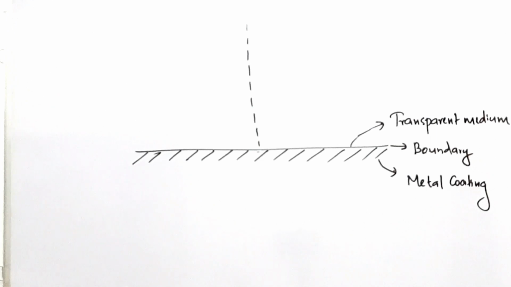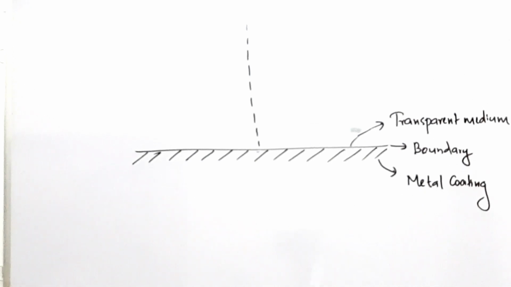The upper portion of the line represents the transparent medium, normally air or glass. A transparent medium allows light to travel within it. The lower shaded portion represents an opaque medium, usually some metal coating. What is an opaque medium? An opaque medium does not allow light to travel within it.